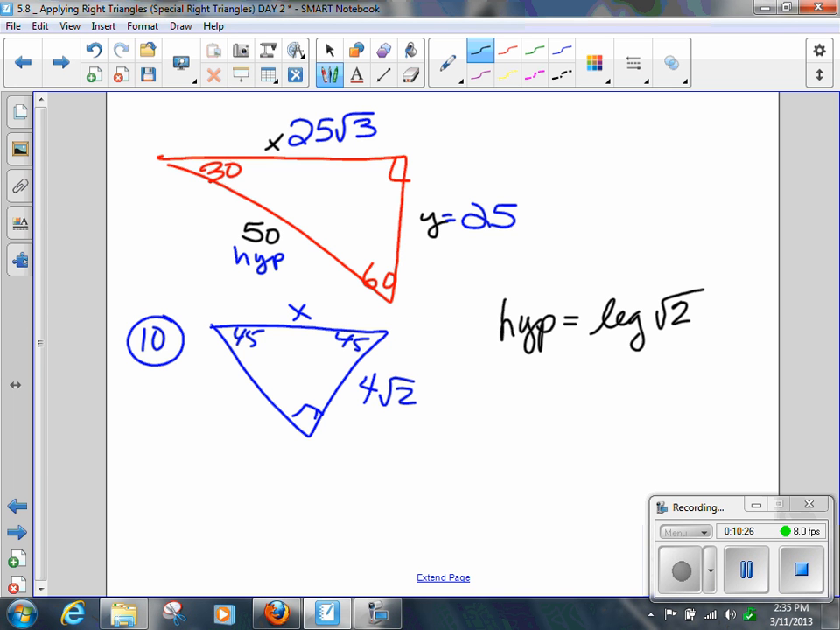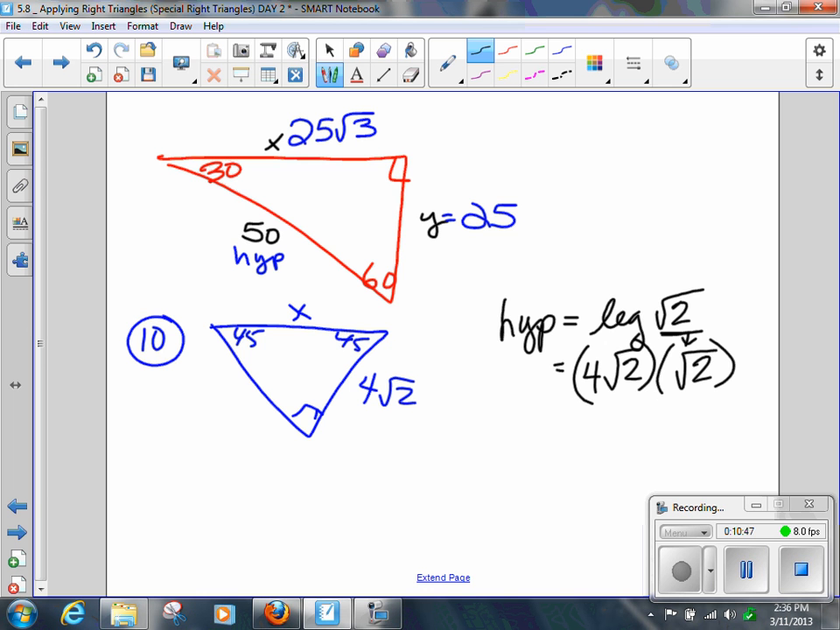Okay, but look what we have. Do you not agree that the hypotenuse is the formula leg times square root of 2? Do you buy that? So what is the leg that we're given? 4 root 2 times the root 2 that was already there.